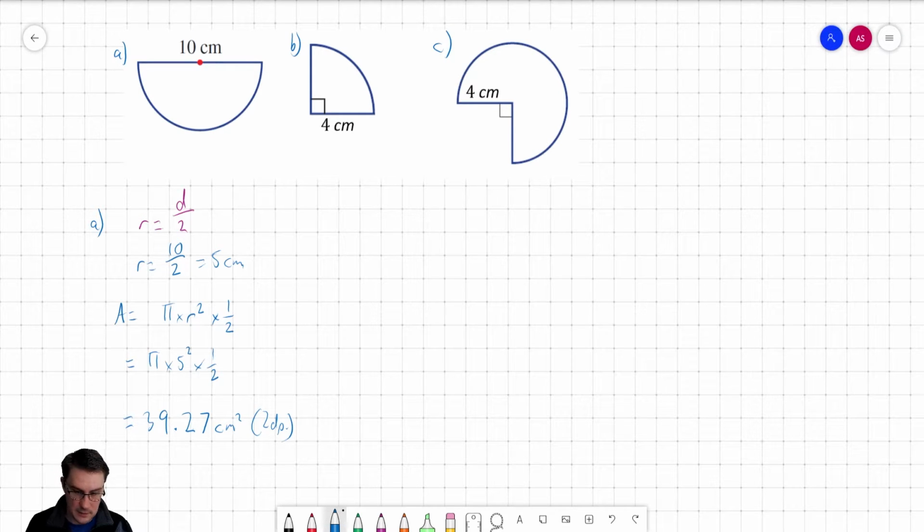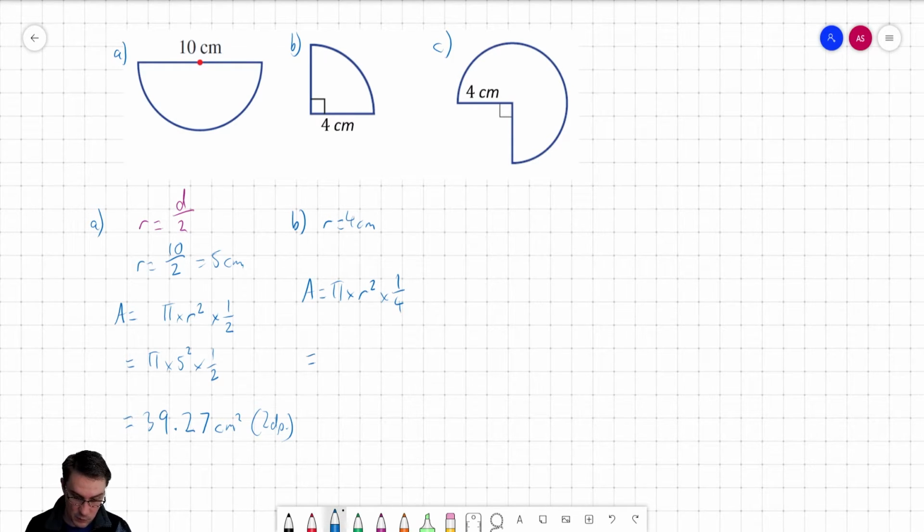Now, in this second example, what we're going to do here is, again, we're going to follow the same procedure. Now, we've already got the radius. We know the radius is 4 centimeters here, because that's from the center of the circle to the outside. Now, from this, we can substitute it into our formula. So we know our area is going to be pi times r squared, but we need to work out how much of the circle we've got. In this case, we've got 1/4 of the circle. So we're just going to times that by 1 over 4 to get the area of just this 1/4.